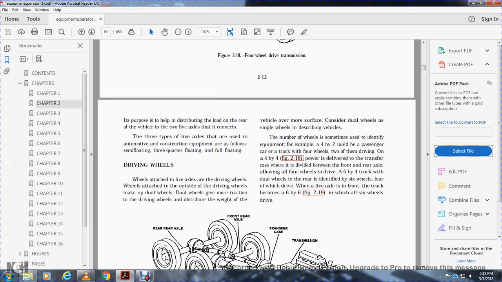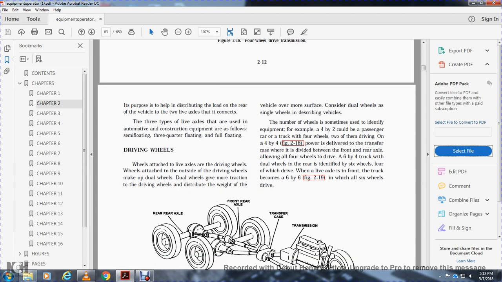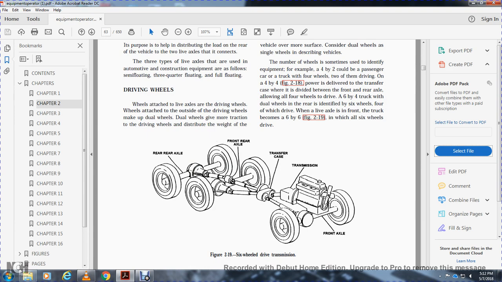And the number of the wheels sometimes identified as equipment, for example, the 4x2 could be the passenger car or truck with four wheels with two of them driving. The 4x4 with power delivered with the transfer case divided to the front and rear axles allows all four wheels to drive. A 6x4 truck is identified with six wheels, four wheels of which drive, while the live axle in the front, and the truck will become the 6x6 in which all six wheels drive. Six-wheel drive transmission, rear axle, front rear axle, and the transfer case, the transmission, front axle.